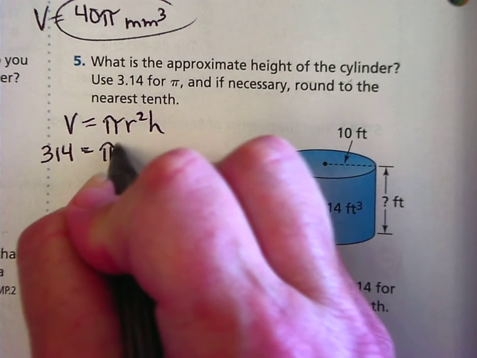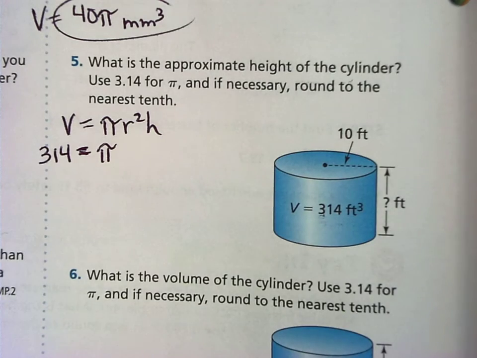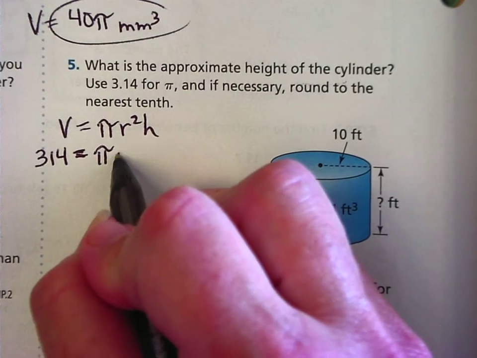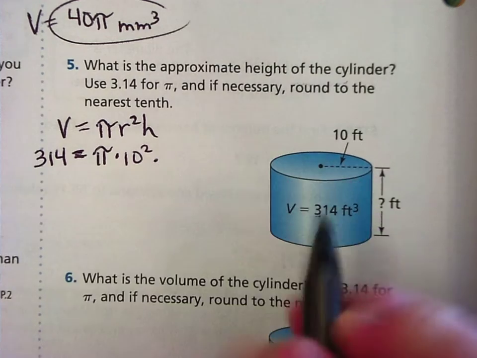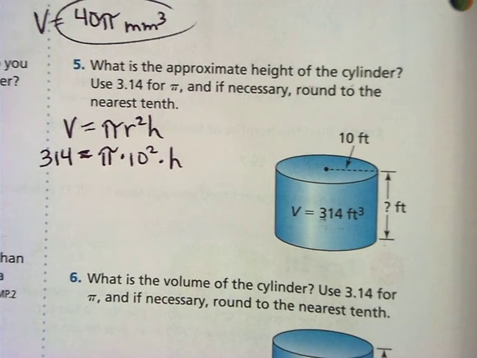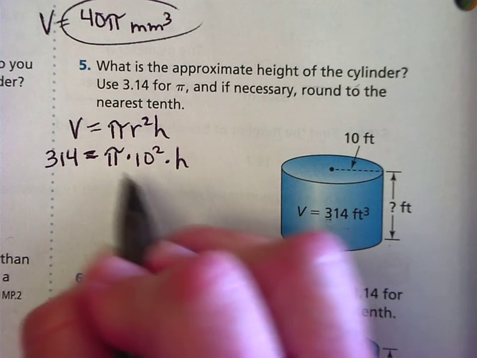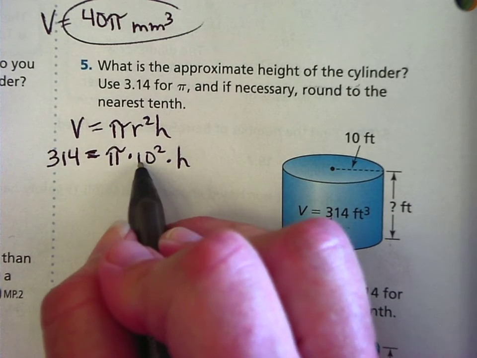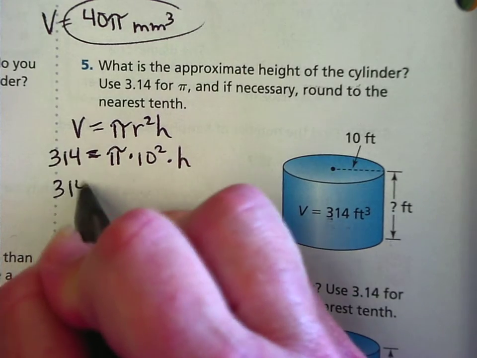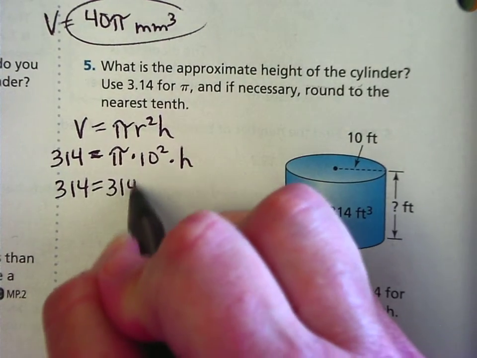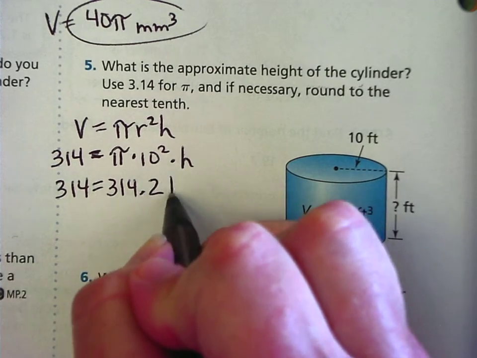You're going to plug in 314 to the volume. We're going to bring down pi, because we know that's pi, 3.14. Radius, okay, look, we have the radius, it's 10, so let's plug that in, times 10 squared. And then the height is what we're missing. We don't know how tall this is, so just leave it h. So now on this right side, you're going to multiply everything you can. So plug into your calculator pi times 10 times 10. So bring 314 down. Pi times 10 is 314.2. And then bring down your h.